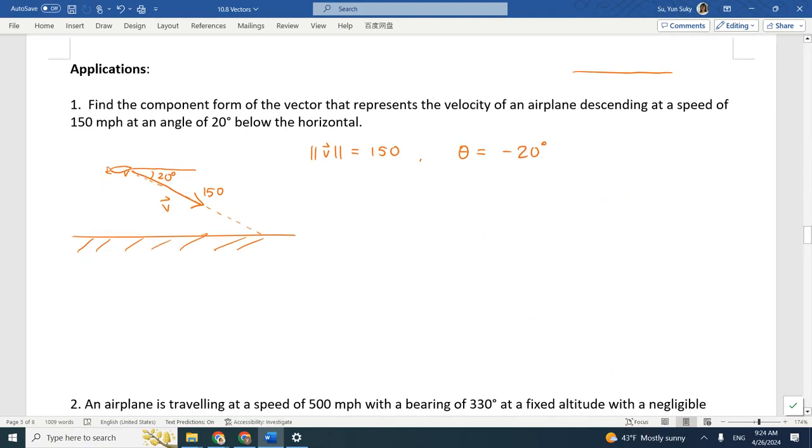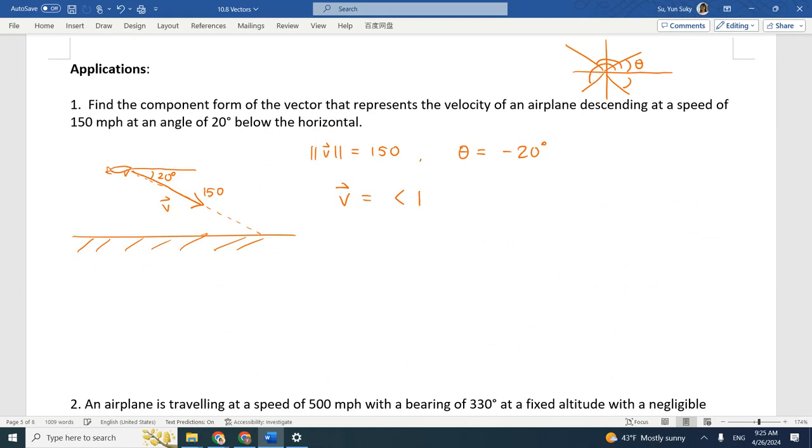Our theta is, this guy is theta. Okay? And quadrant 3 like that, and quadrant 4. If you rotate clockwise, your measure will be negative. So theta is negative 20 degrees. Then what is the component form?